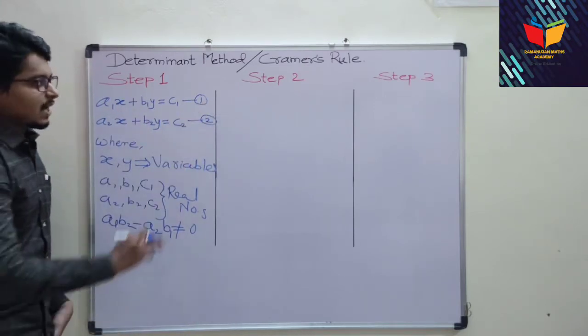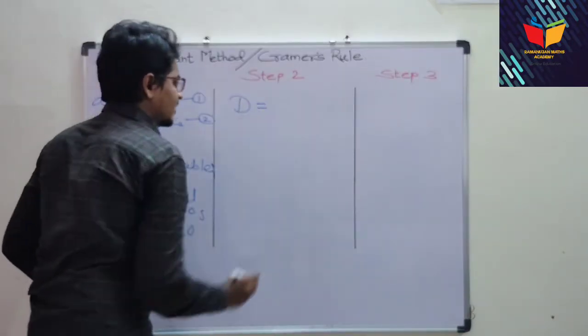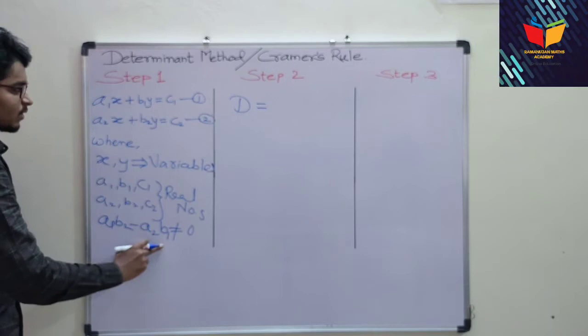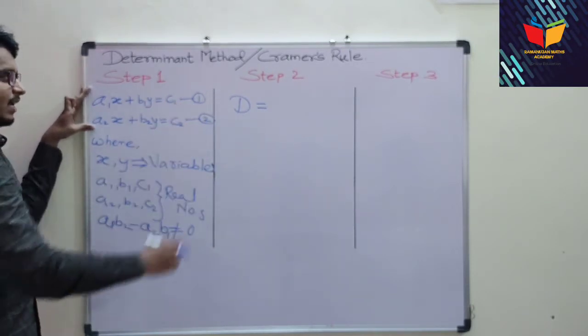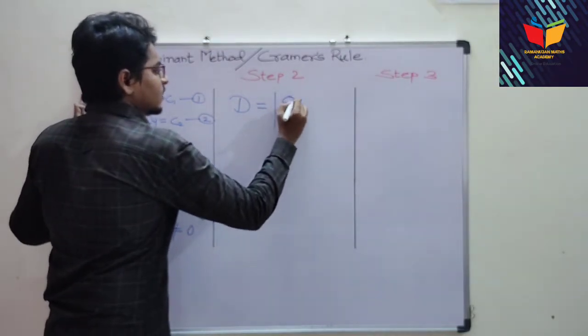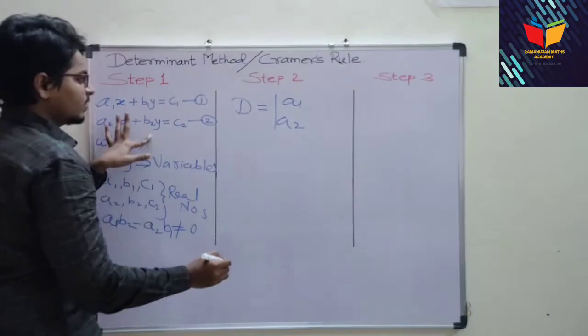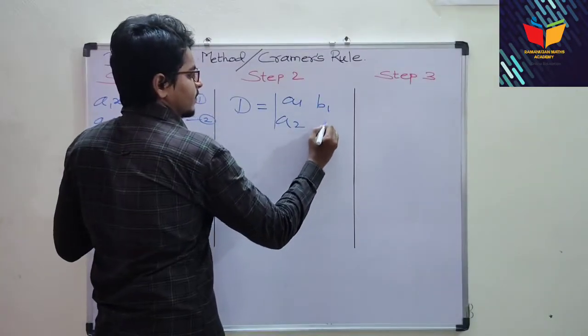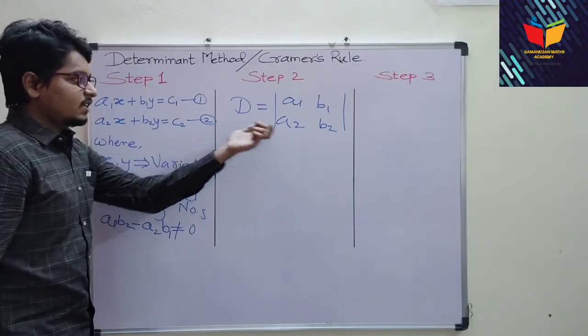Now let's start step second. The value of d, that is the determinant, is a1 b2 minus a2 b1. So from equations 1 and 2, I can write the value of d as a1 a2 and b1 b2. So our first determinant d is this.